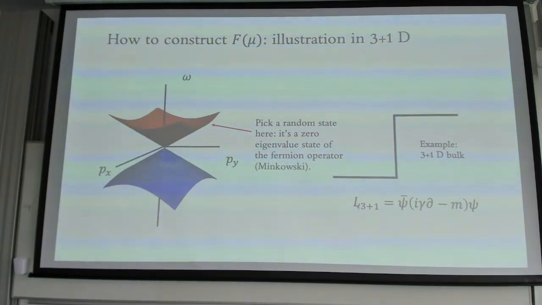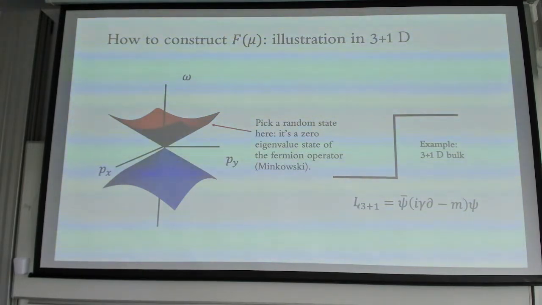So here's an example for two slides, and then I'll jump to the particular example of the Majorana chain in 1+1D. So how to construct this operator f of mu? This I'm doing in 3+1D. So this is a 3+1D topological insulator with 2+1D bulk states, 2+1D surface states. So that's described by this 3+1D Lagrangian here.